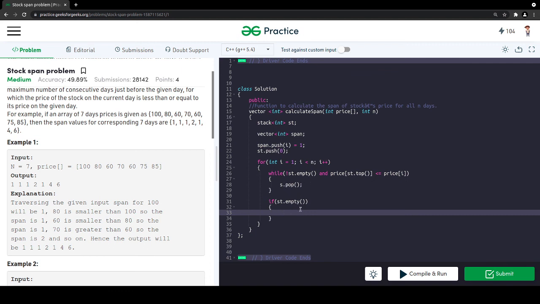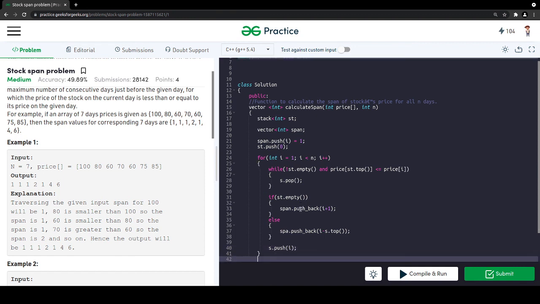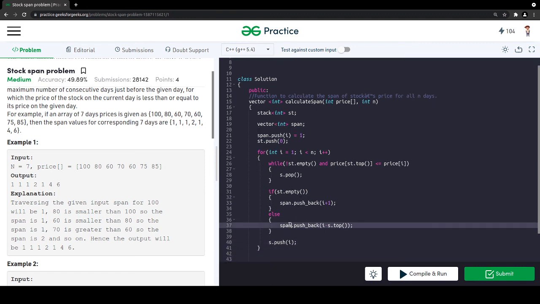So the answer will be pushed with 1, or i plus 1. I should write i plus 1. Otherwise, it is going to be i minus j, right? We were doing i minus j, so it is going to be i minus s.top, and finally inserting the current element. Okay, and finally returning span.